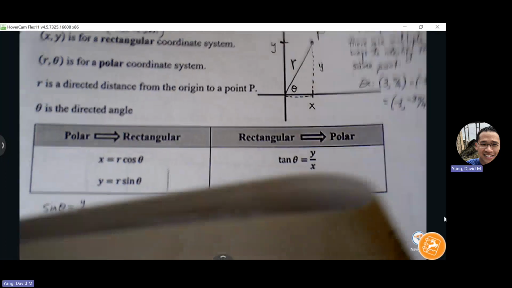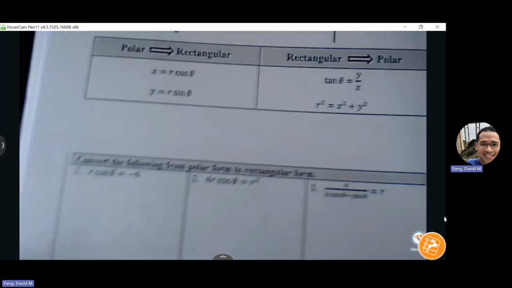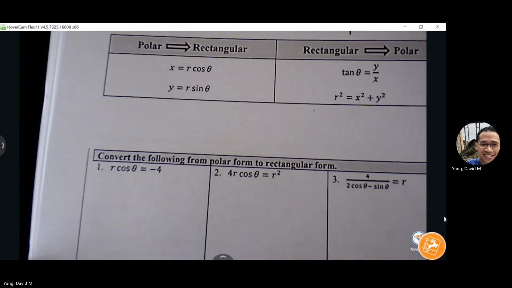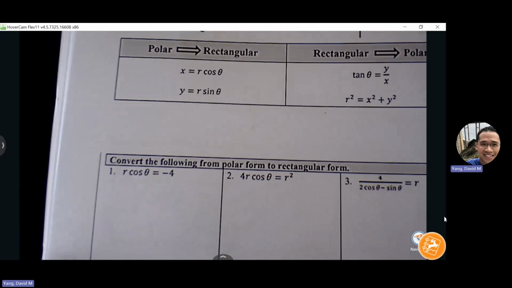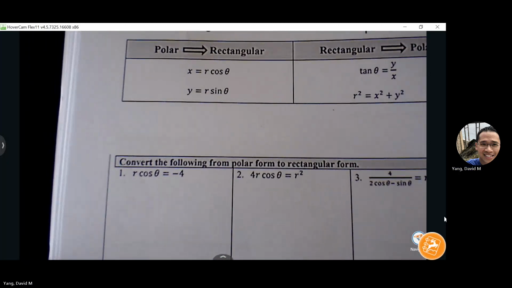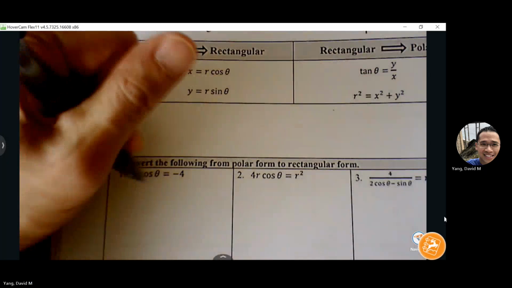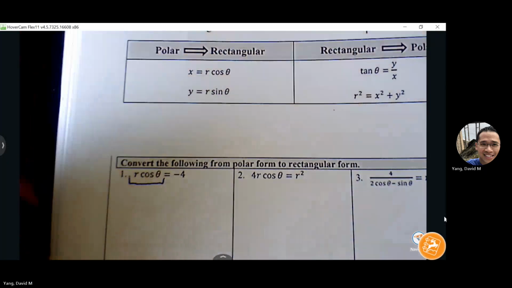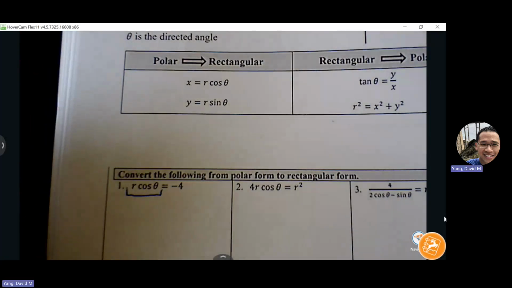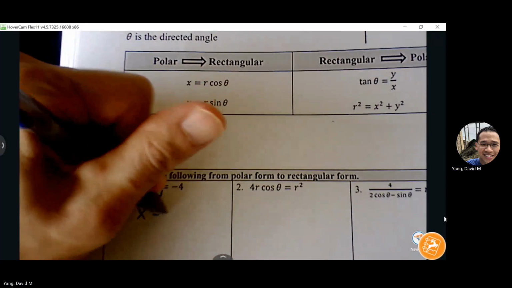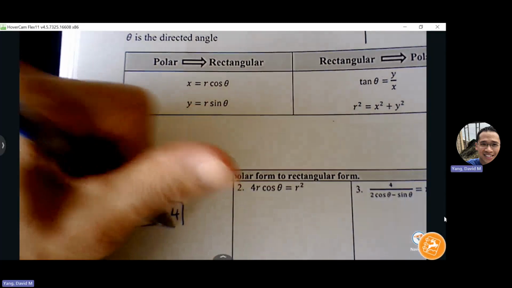All right, so number 1, it says convert the following from polar form to rectangular form. So we want to get our equation in terms of x and y. So r cosine theta, replace that with what? X. So x equals -4. That's just a vertical line.